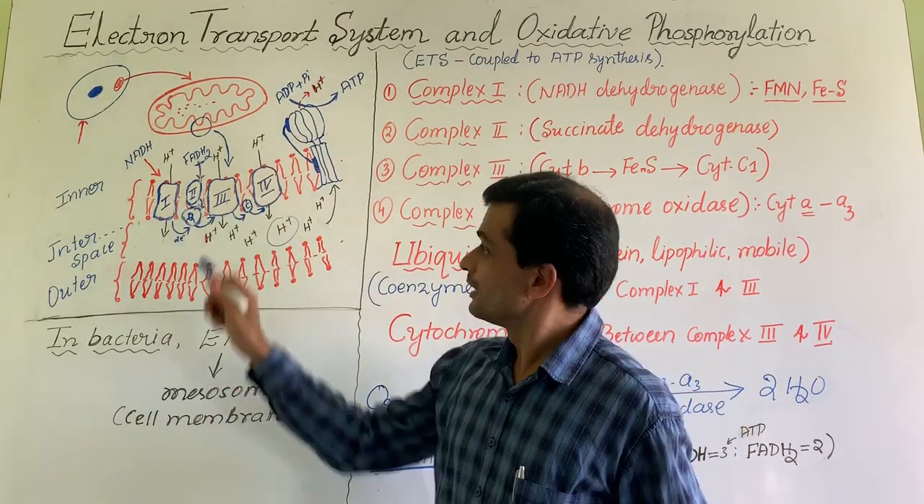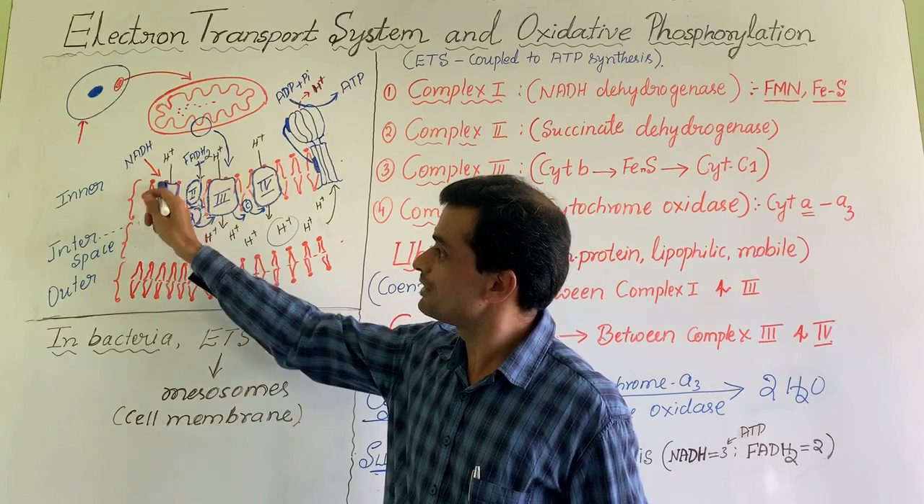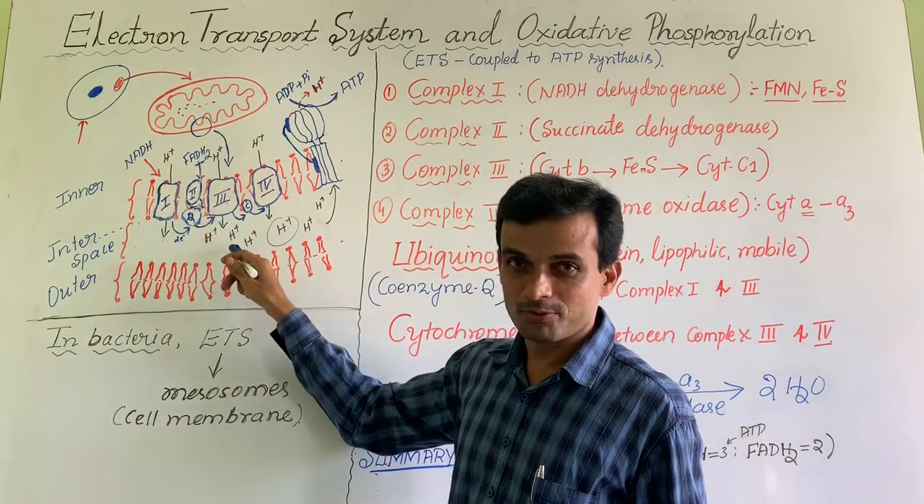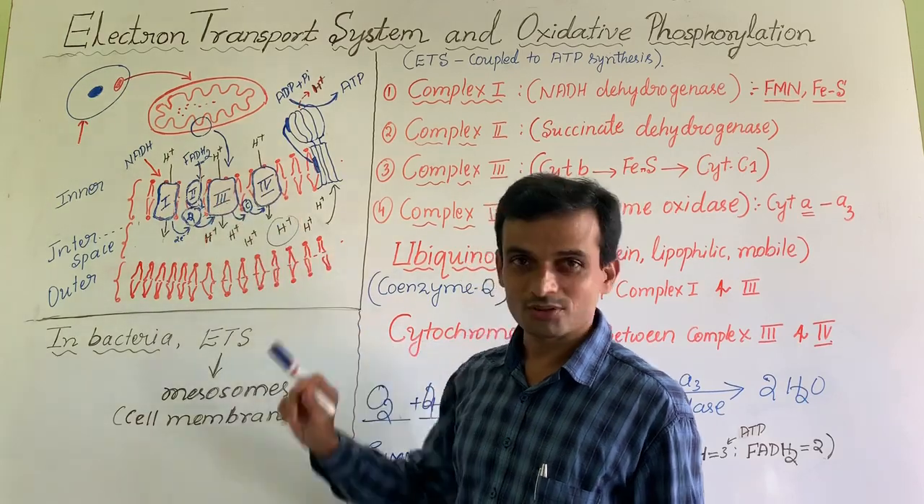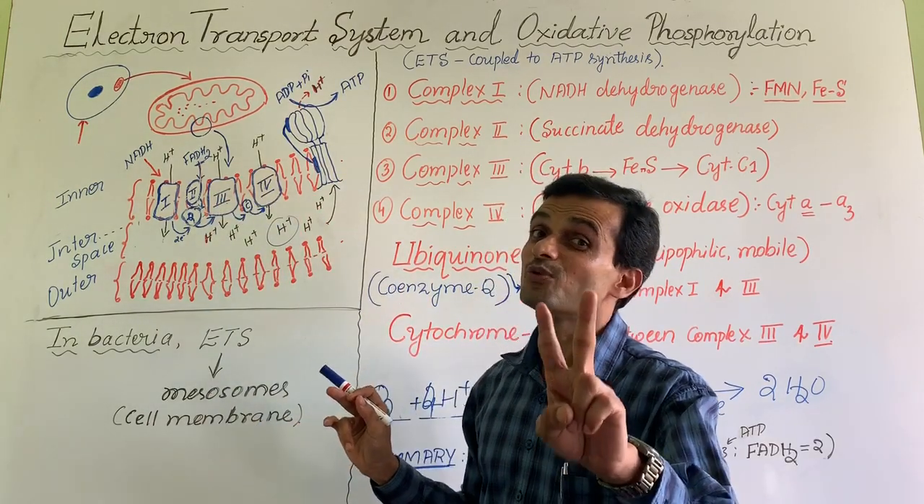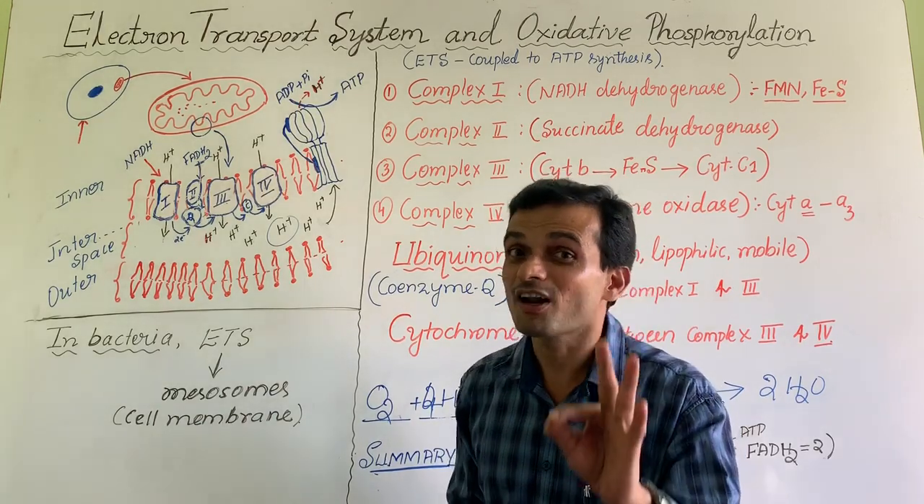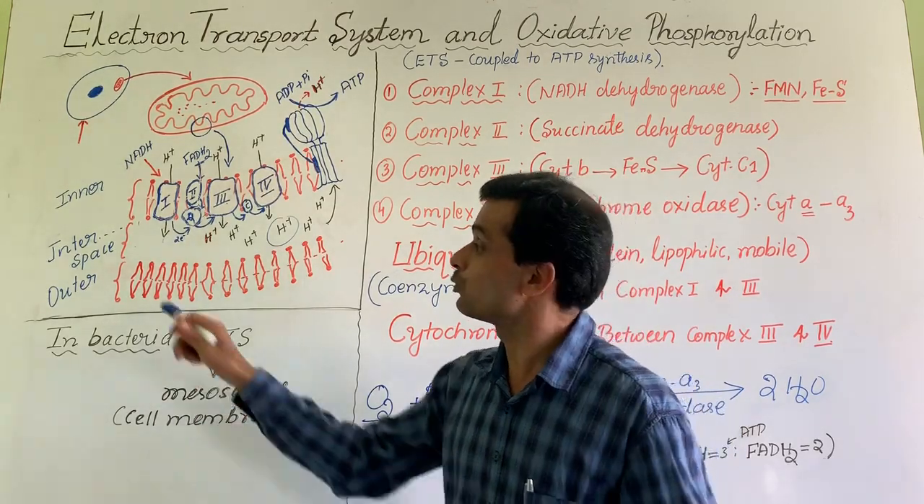However, FADH2 will skip this complex. Therefore, the protons pumped by only the third and fourth complexes would be enough for the synthesis of only 2 ATP. That's how you calculate the number of ATP synthesized from one glucose.